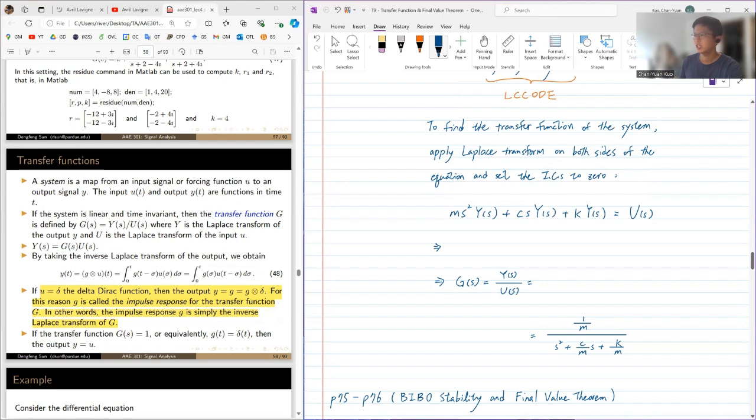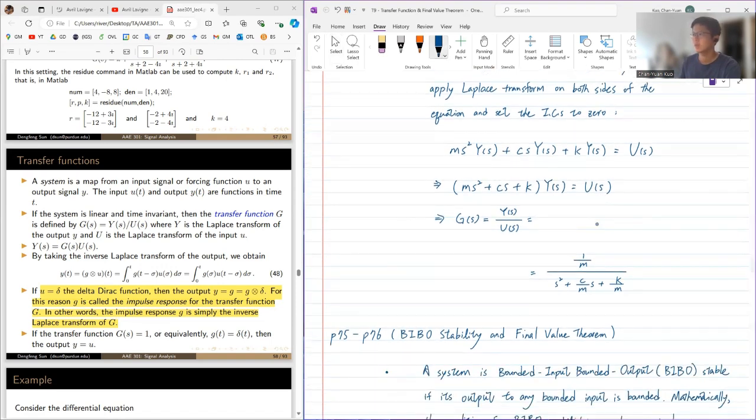And we can simplify the equation as (m s squared plus c s plus k) times Y(s) equals U(s). Now recall the transfer function G(s) is defined as the fraction Y(s) over U(s). So we can see that the transfer function of the system is given by 1 over m s squared plus c s plus k.